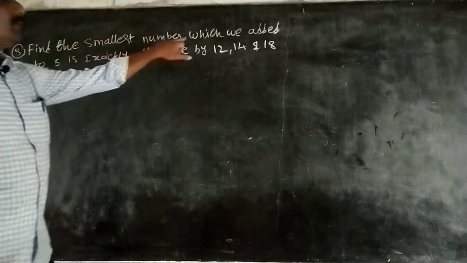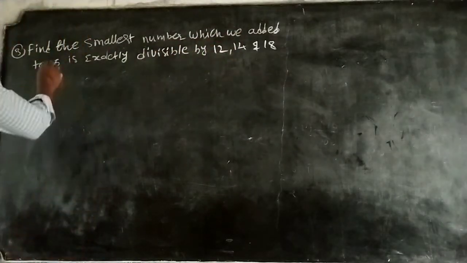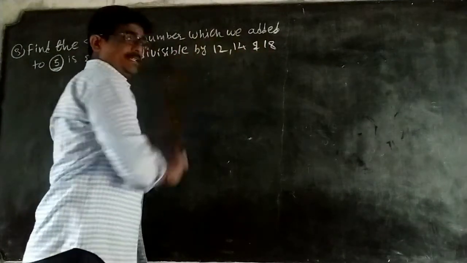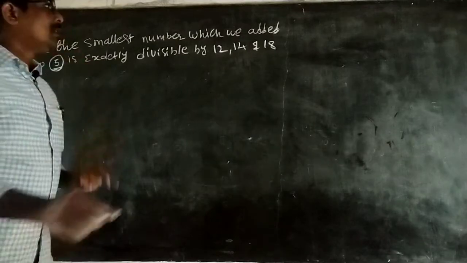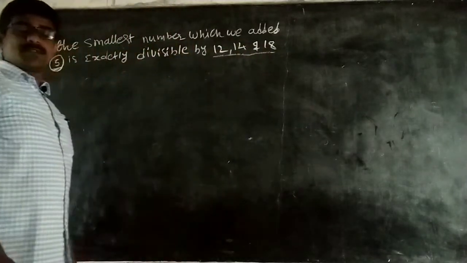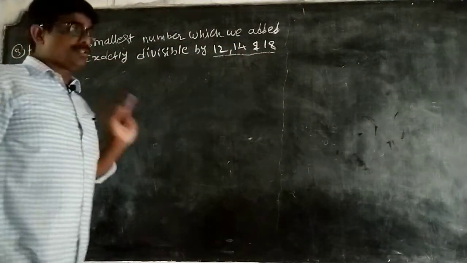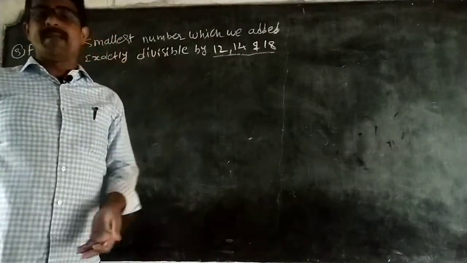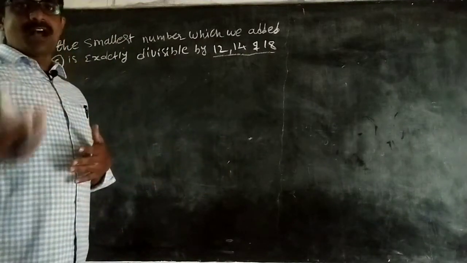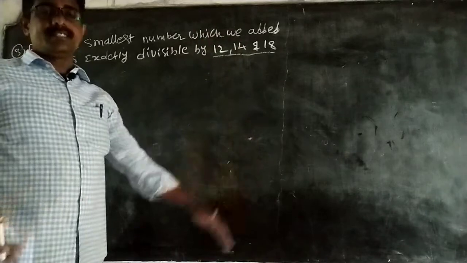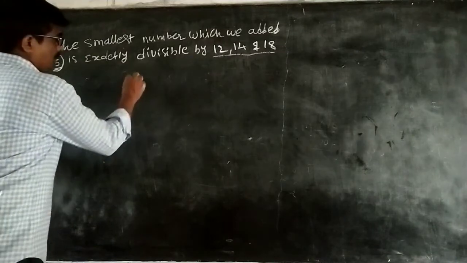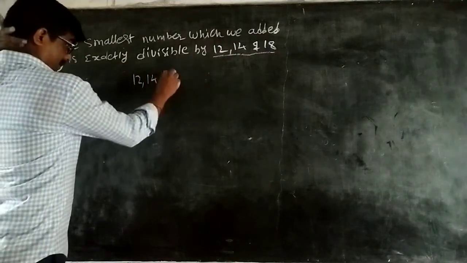Find the smallest number which when added to 5 is exactly divisible by 12, 14 and 18. What do we have to do? Simple thing. First we have to find the LCM of 12, 14 and 18. This is very important and crucial for competitive exams. Whenever you are writing banking exams, banking entrance, LIC, or the central government and national common entrance tests, these types of problems are asked. So first you have to find the LCM of 12, 14 and 18.